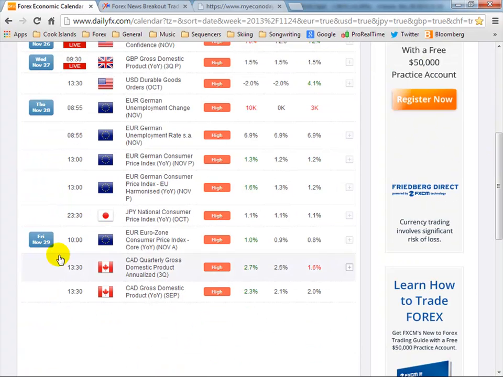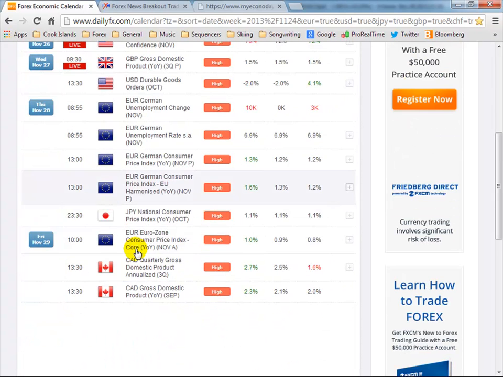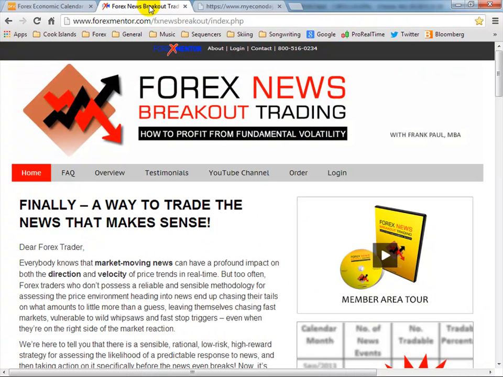And what it showed us is that for Friday, November 29th, all of these news items listed being ones that fit into the high importance category, we don't use medium or low, Canadian GDP news was flagged as a high importance, i.e. potentially market moving news item. We capture those with a calendar that we produce also for our members.